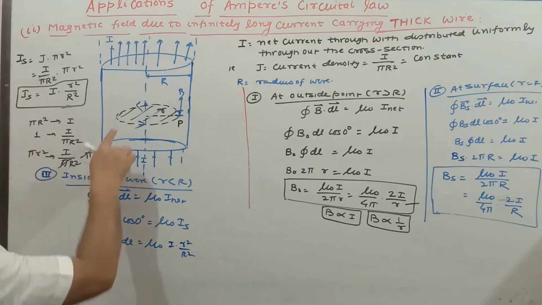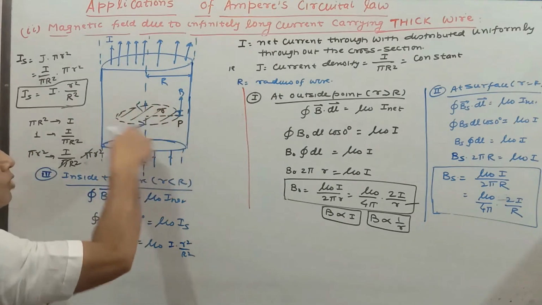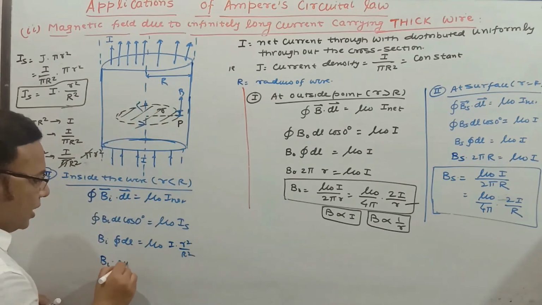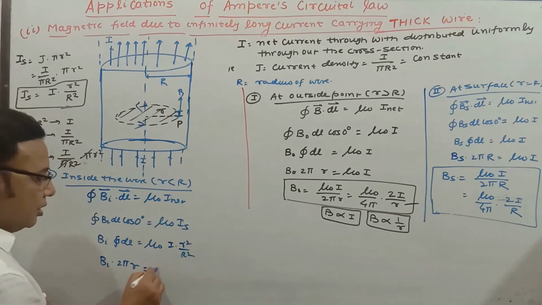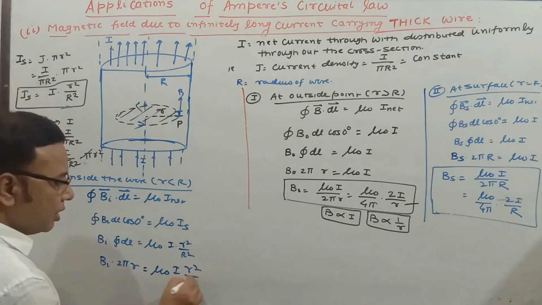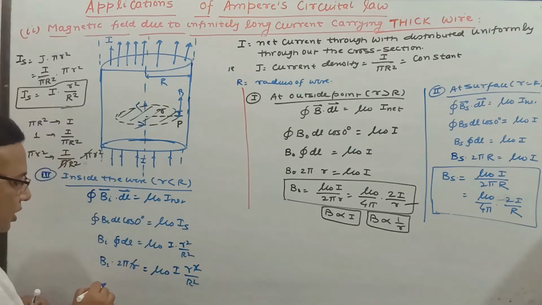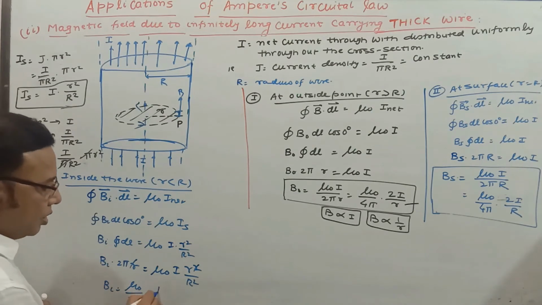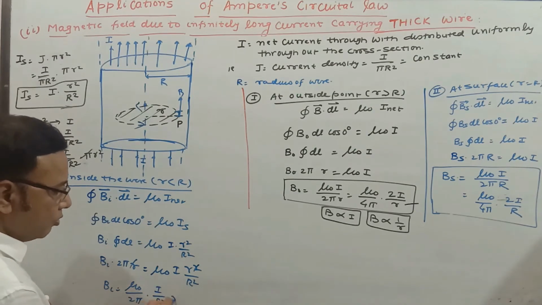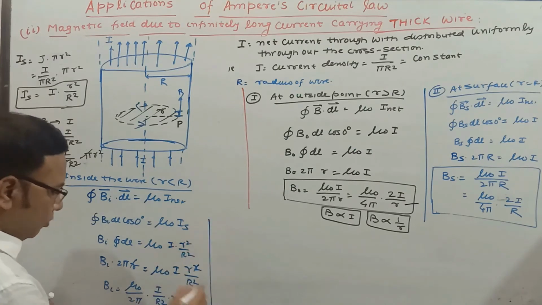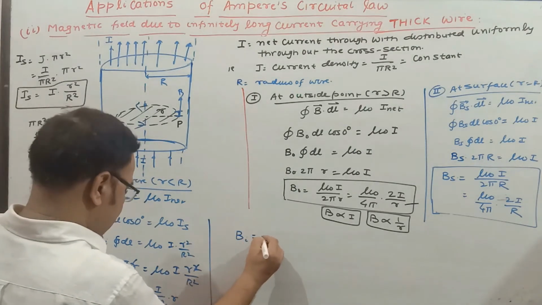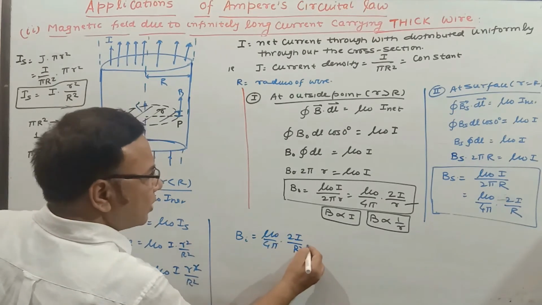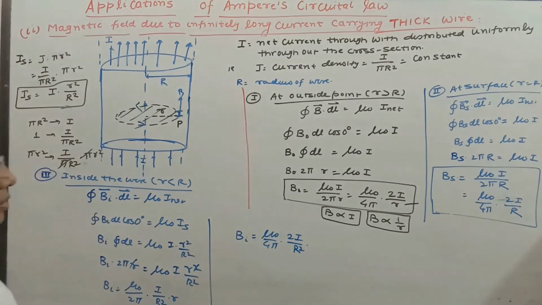Put the value of the integral of dl. What is it? It is the circumference length of the Amperian loop that I have drawn here to enclose the area. So this is Bi into 2 pi r, equal to mu naught I small r square by capital R square. One r is cancelled out. So this gives Bi equal to mu naught upon 2 pi into I upon R square into small r. And this can also be written as Bi equal to mu naught upon 4 pi into 2I divided by R square into small r.